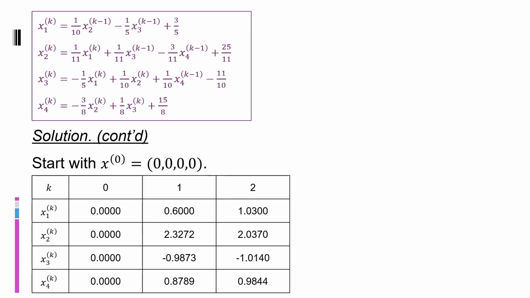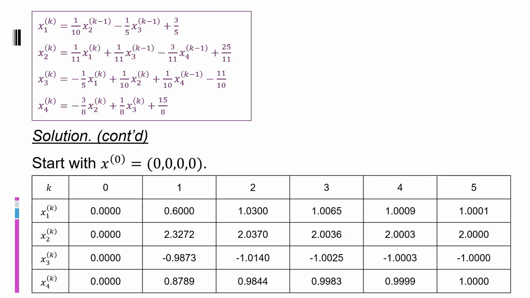At pag inulit natin ng inulit itong iteration na to, observe that x sub 1 approaches 1, x sub 2 approaches 2, x sub 3 approaches negative 1, and x sub 4 approaches 1. Therefore, our solution is 1, 2, negative 1, 1.